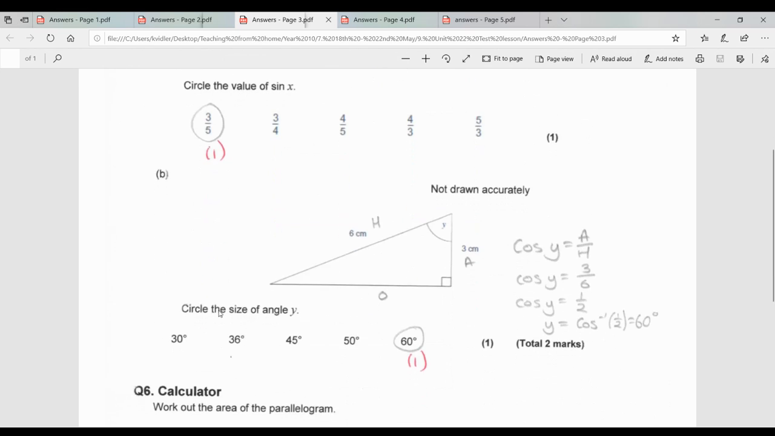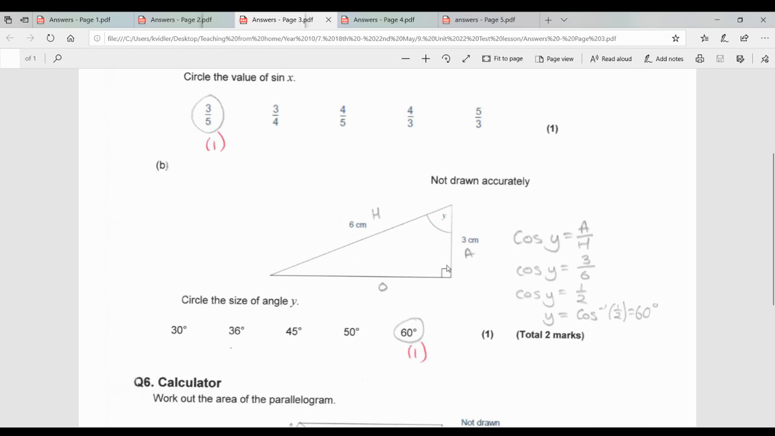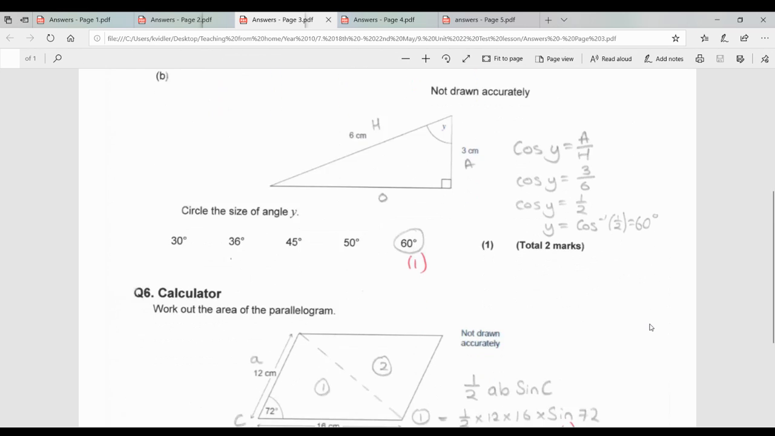And then on part B, we again label our triangle, so our O, A and H. We recognise that O is useless, so A and H link to cos. So in this case, it's going to be cos of y equals adjacent over hypotenuse, which for us is 3 over 6, which simplifies to a half. And again, either using your exact trig values, you recognise that cos of 60 gives us a half, so we can work it out that way. Or because you're allowed a calculator, you can do cos to the -1 of a half and get 60 as your answer for that. So 2 marks for question 5 for you to RAG on that one.